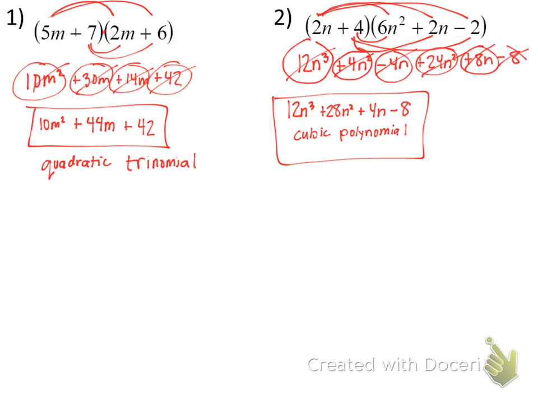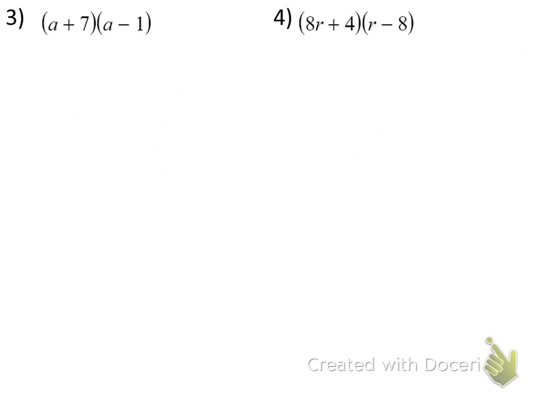Okay, here we go. Number 3 on your whiteboards. a times a is a squared. a times negative 1 is negative 1a. 7 times a is positive 7a. And then positive 7 times negative 1 is negative 7.